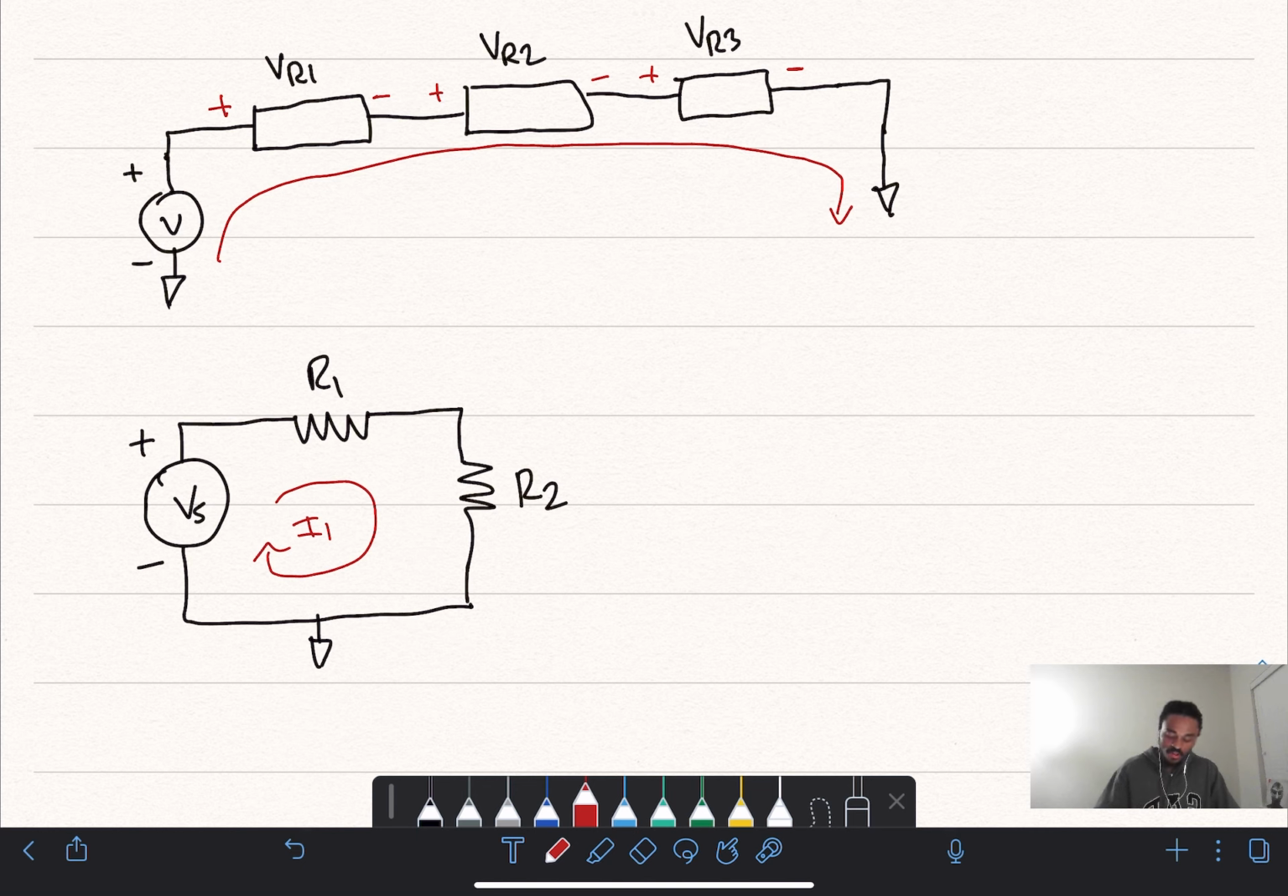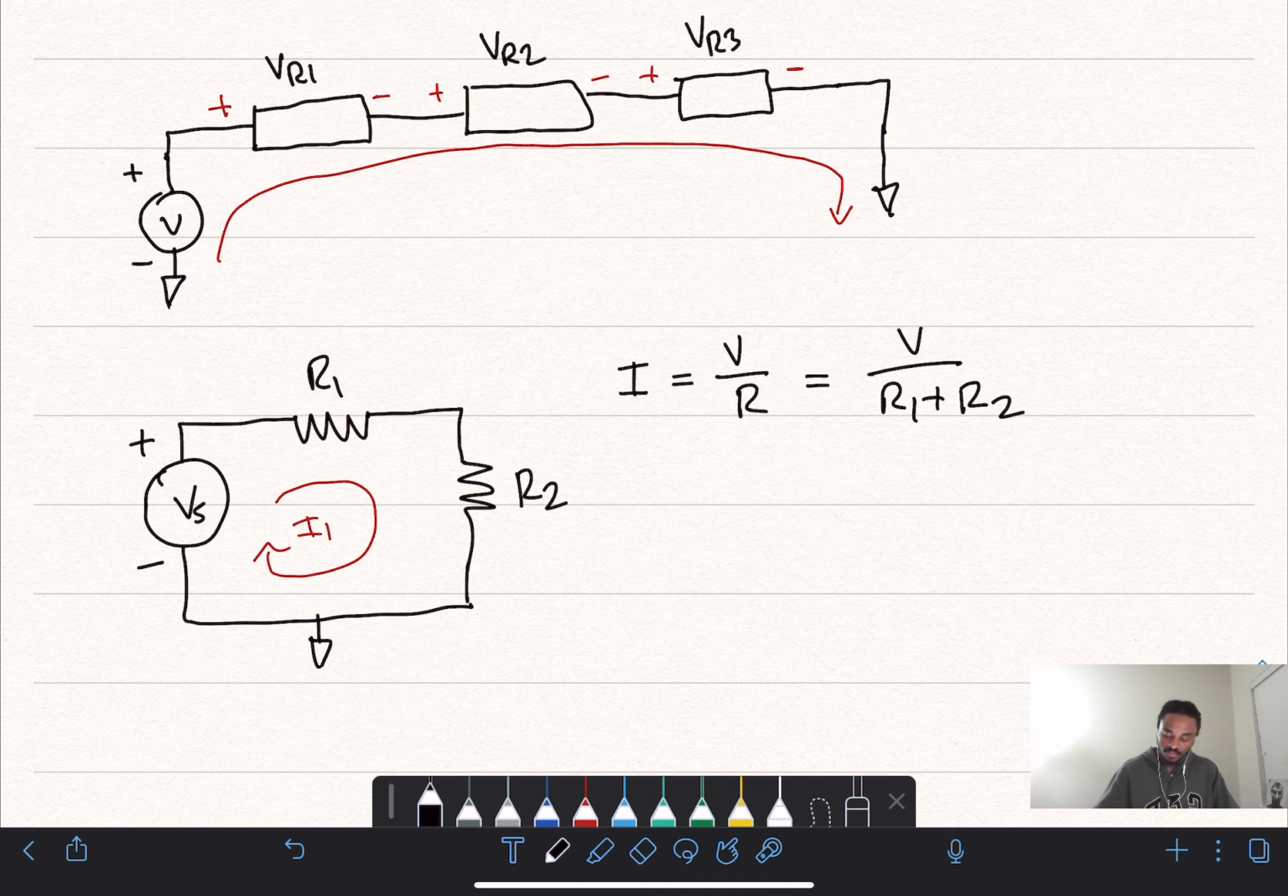So we know from Ohm's law that the current I1 going through this mesh is defined by I equals V over R, where this V is our voltage source, and our R is the total resistance of the circuit. This being a series circuit, R1 and R2 are in series. So this R is going to be R1 plus R2. So we can rewrite that as V over R1 plus R2.